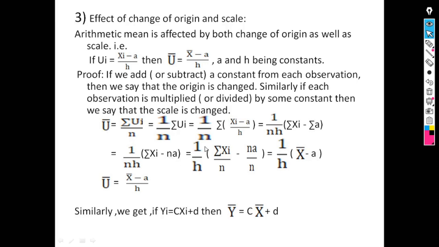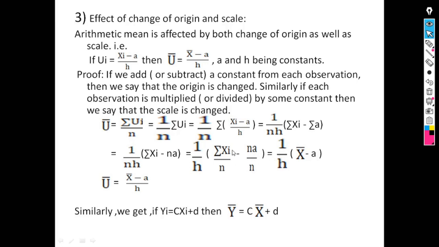Next step is 1 upon h. Divide the term in the bracket by n. 1 upon h summation of xi upon n minus na upon n. 1 upon h as it is.